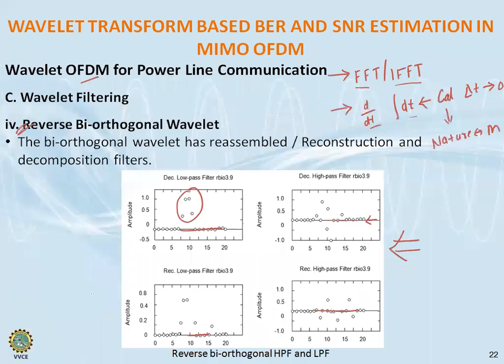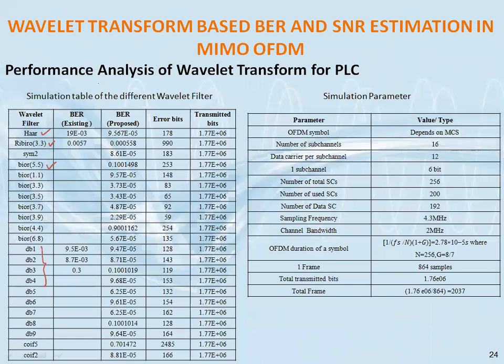The first technique has been implemented with respect to Haar, and the second, third and fourth one, and so on. For example, if you consider the Haar wavelet, with respect to the existing technology, the bit error rate is around 19 times 10 to the power minus 3. That is the range of the bit error rate. With the implementation of power and communication with respect to Haar, we could get bit error rates in the range of 9.5 times 10 to the power minus 5, almost 9.6 times 10 to the power minus 4. That means we could reduce it by 1 by 10.